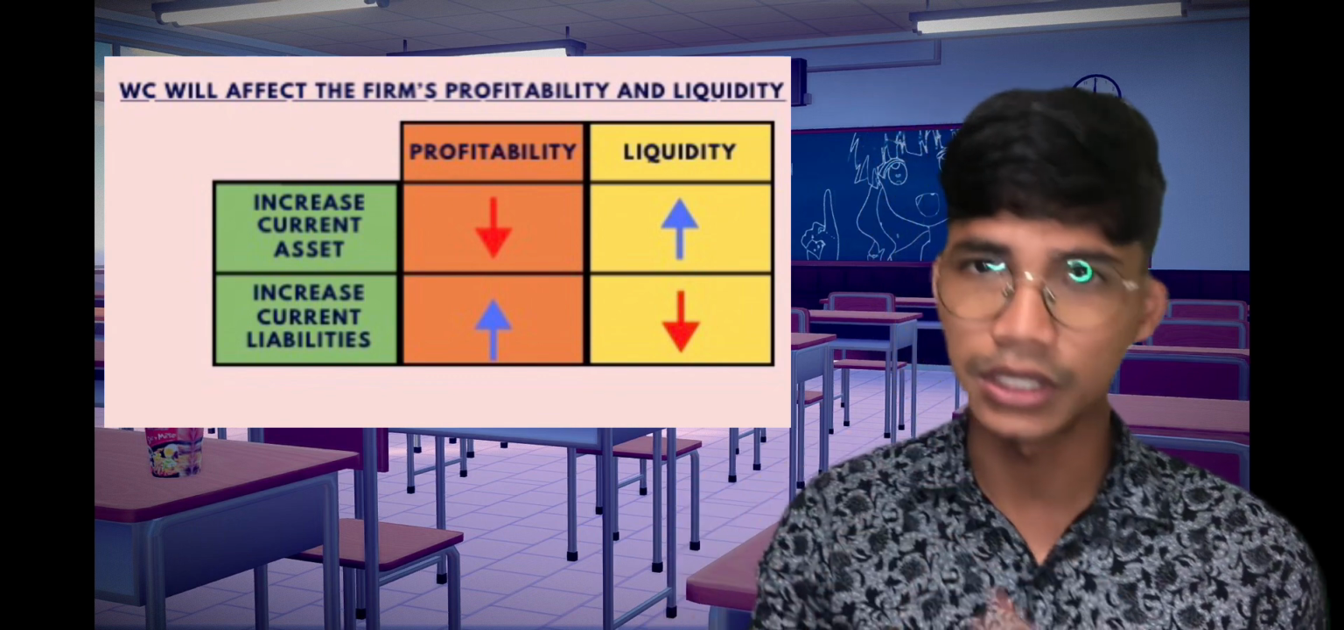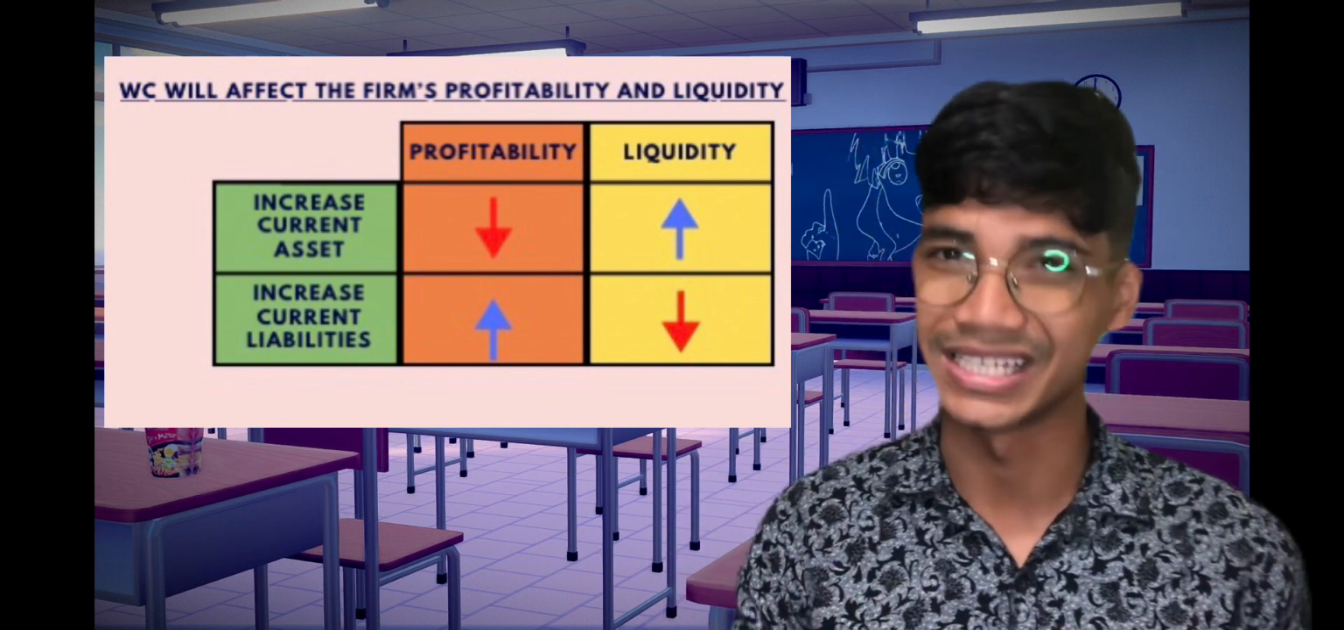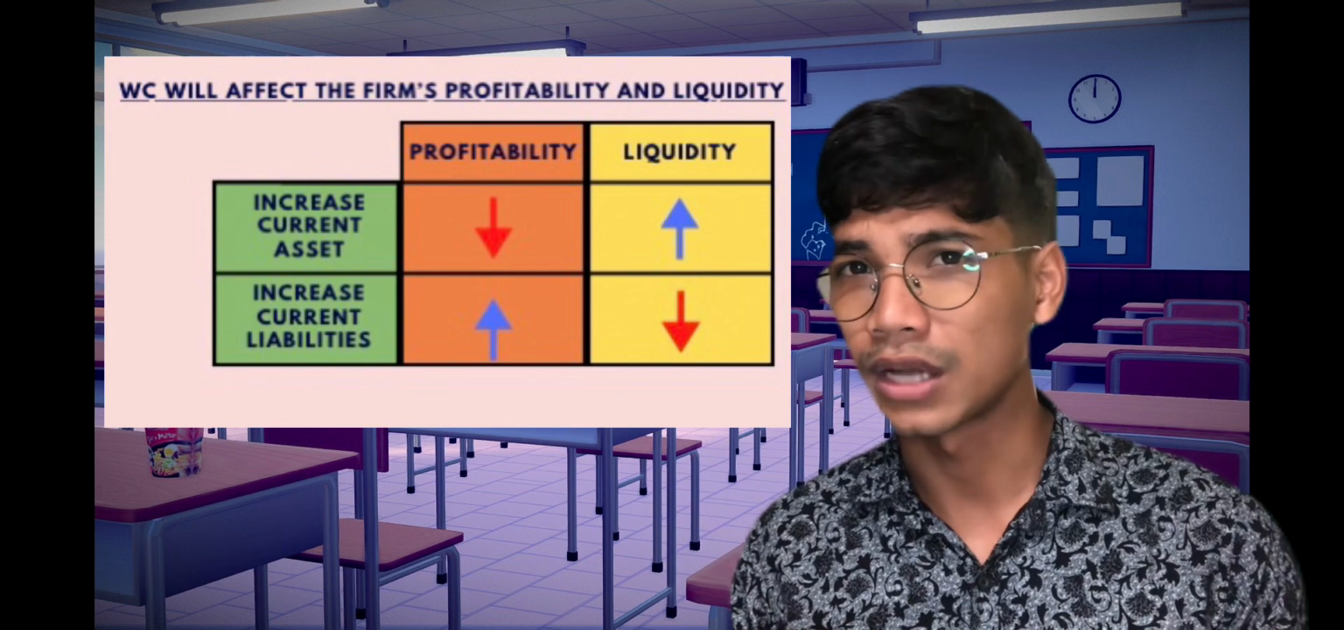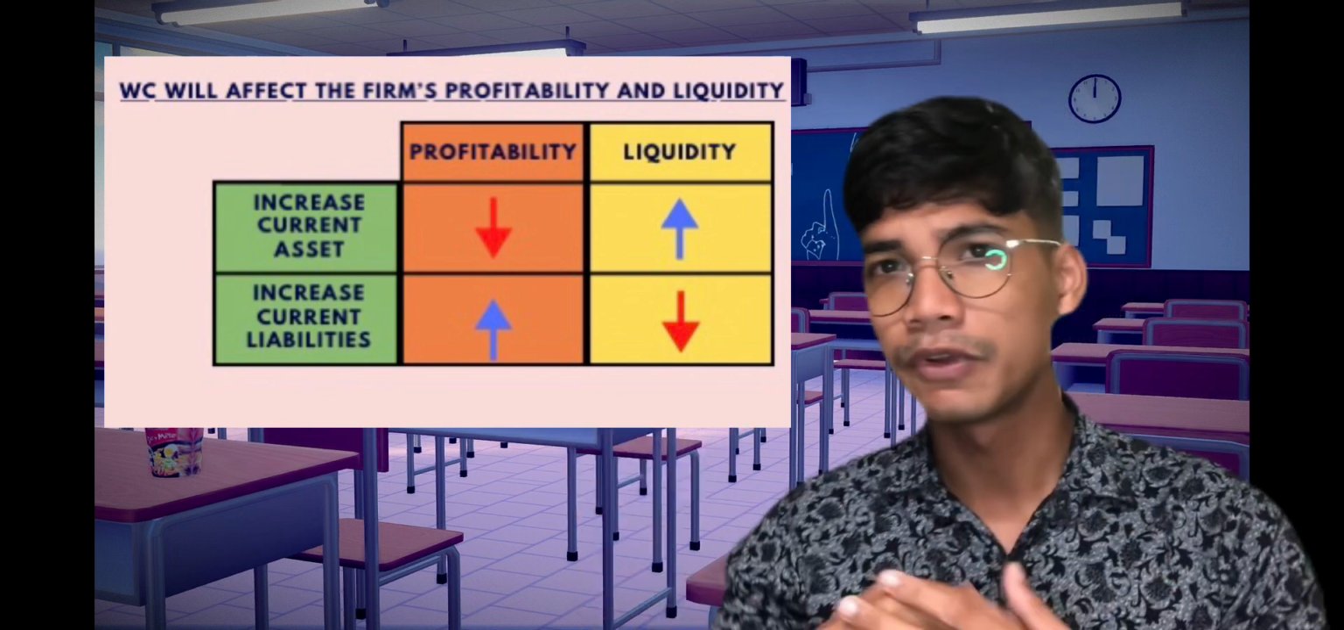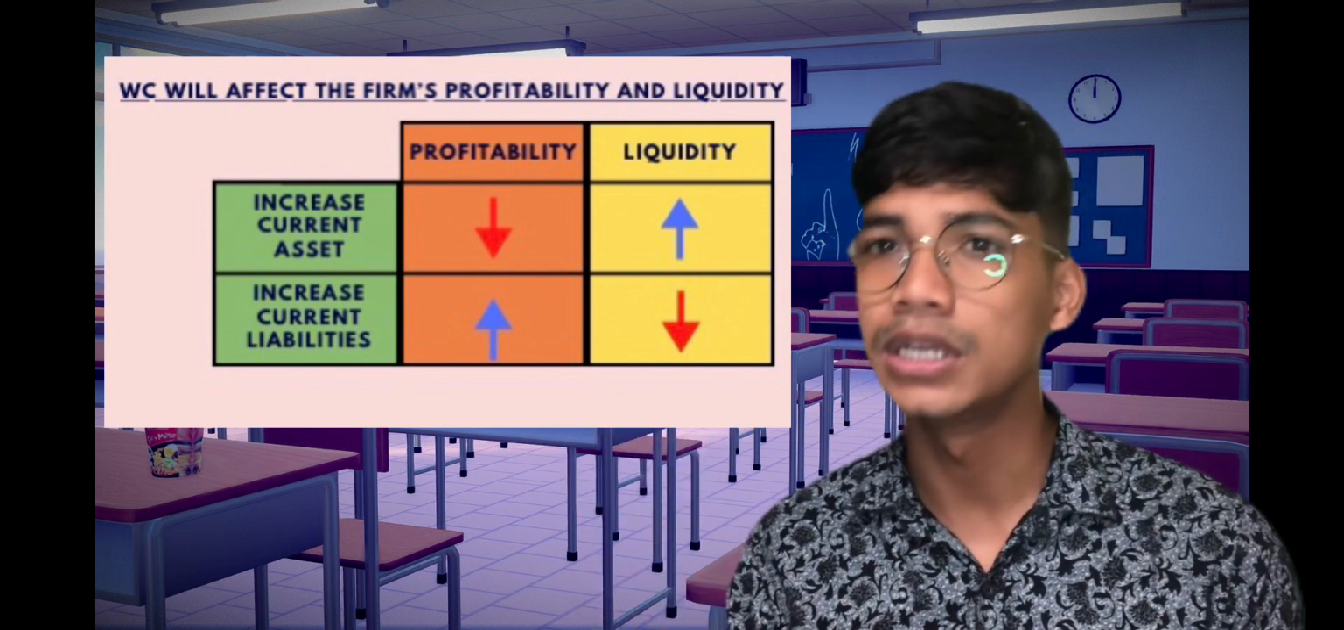As you can see there, when current assets increase, the profitability of the company will decrease, but the liquidity will increase. And when current liabilities increase, the profitability of the company will increase, but the liquidity will decrease. There are some strategies of working capital.